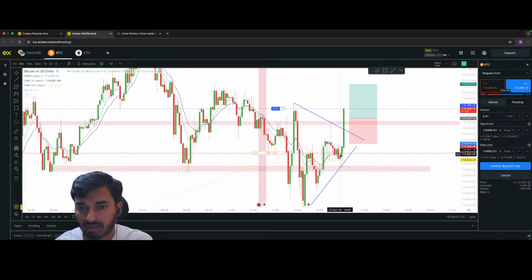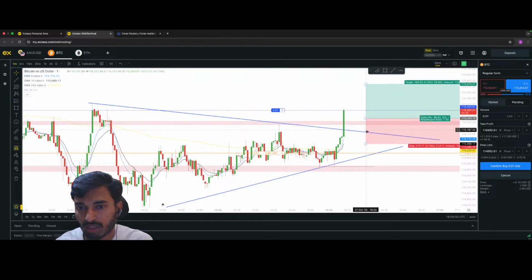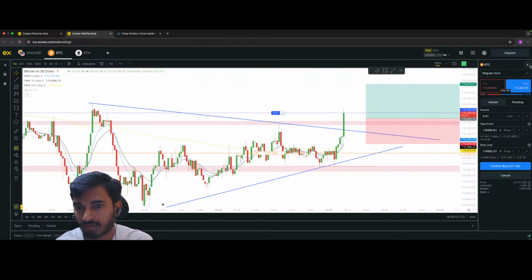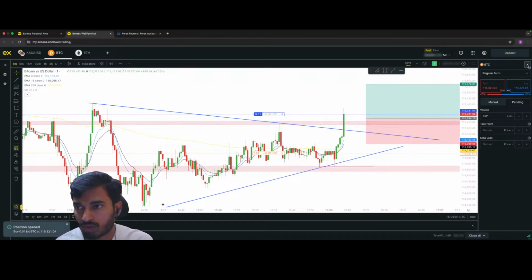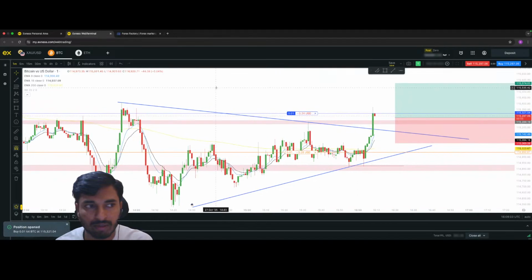If this candle, so much volatility will be there. Yes, we'll take an entry over here. Yes, the candle has closed, I have taken an entry over here.